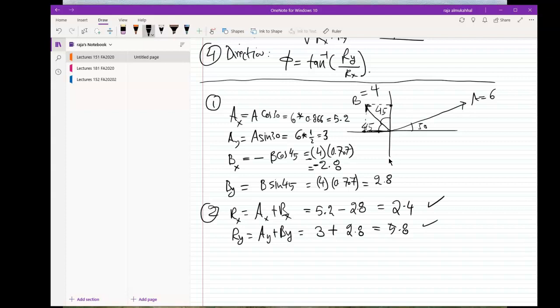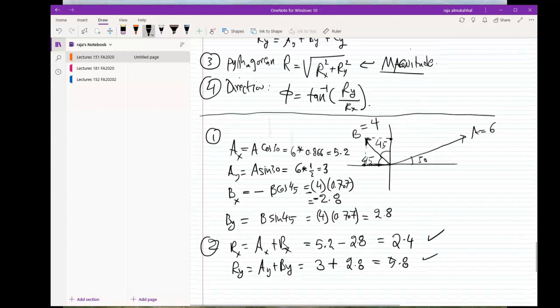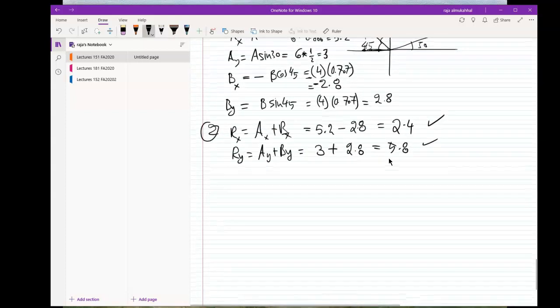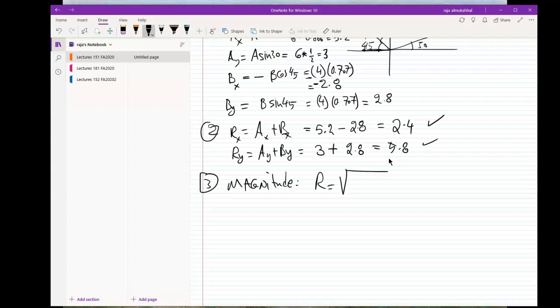Okay. Next step. Use the Pythagorean theorem to find the magnitude. How do I do that? Well, r sub x squared plus r sub y squared under the root. Do that. So r, let me just write the word magnitude here. So r is basically 2.4 squared, this is r sub x right there, plus 5.8 squared, and then I'm going to calculate that.